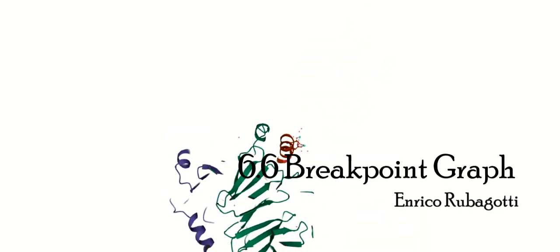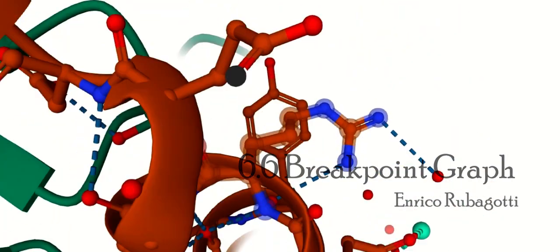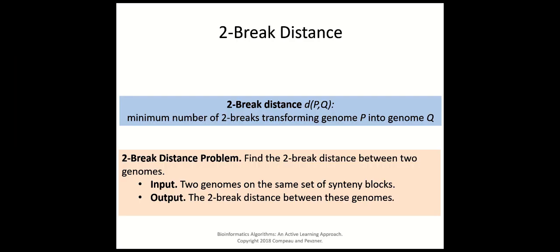In this video, we are going to describe the breakpoint graph. And now, we are going to describe the two break distance. It is the minimum number of two breaks transforming genome P into genome Q. It has a clear evolutionary importance. What is the two break distance between human and ape, for example?